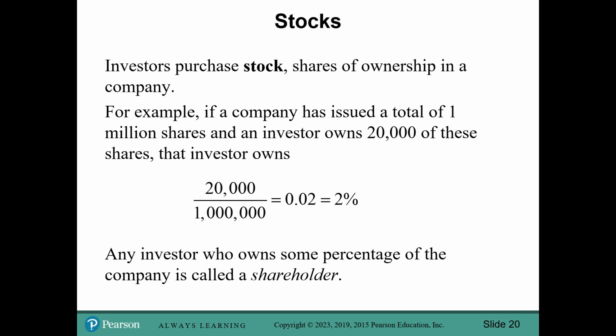So with stocks, investors purchase stocks, which are shares of ownership in a company. For example, if a company has issued a total of 1 million shares, and an investor owns 20,000 of these shares, then the investor owns 20,000 divided by a million, or 2% of that company. Okay, so any investor who owns some percentage of a company is called a shareholder.